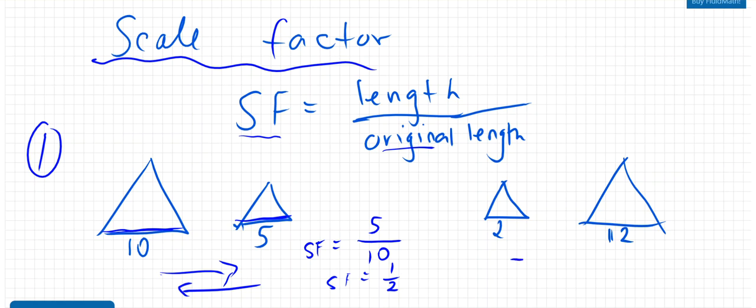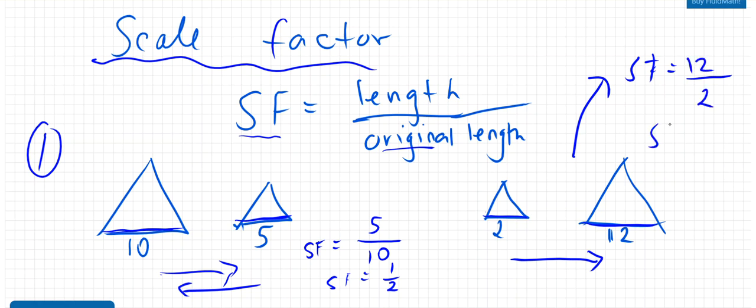Like here, we're going from this small triangle to that large one there. Once again, these two bases are corresponding, 2 and 12. So to work out my scale factor, original goes on the bottom. In this case, the original was 2 and 12 on top. So scale factor is equal to 12 divided by 2, a scale factor of 6. So it's become basically 6 times larger. And if I went 2 times 6, I would get my 12. And over here, if I went 10 times the half, I would get my 5.